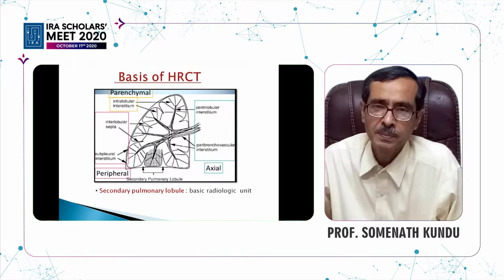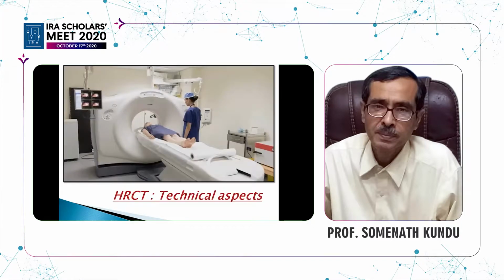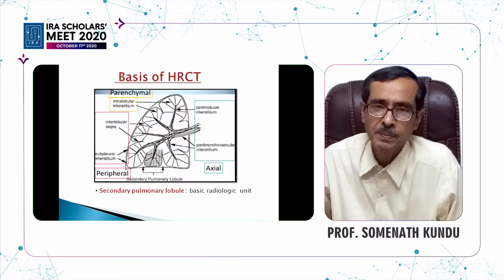The secondary pulmonary lobule is the basic radiologic unit of HRCT. When we say secondary pulmonary lobule, we mean a collection of 3 to 5 acini which is bound by the interlobular septum. The interstitium of the lung anatomically comprises the peribronchovascular interstitium, the centrilobular interstitium, the axial components, the intralobular parenchymal component, and the peripheral component, the pleural interlobular interstitium.